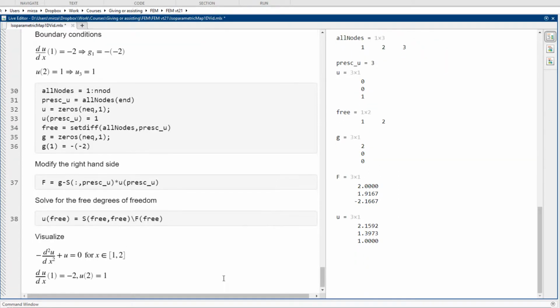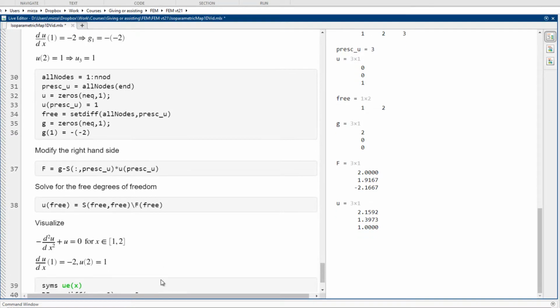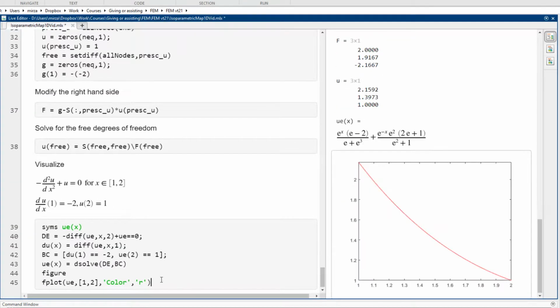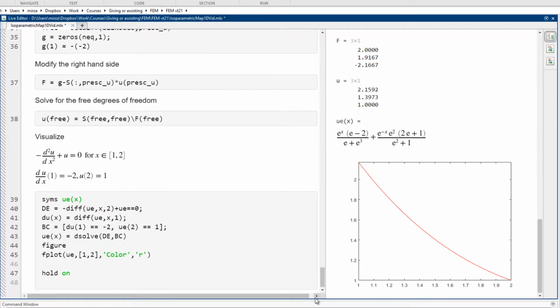So we will visualize our solution here from 1 to 2. I'm going to plot the true solution here. There we have that. And then we can do the standard stuff. Hold on and plot. And we're plotting our x coordinates and our y coordinates, u, and we are doing this with markers and straight lines connecting these, and this is going to be blue. And bam, we have our solution, and it looks okay.